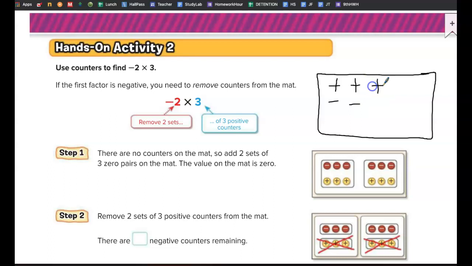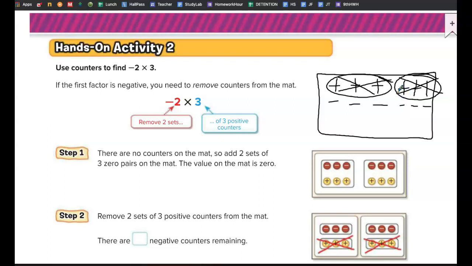Okay, if I add 1 more, can I take away 2 groups of 3? I only have 1 group of 3. Oh, no. So how many more do I need to add? 3 more. So I actually have a total of how many 0 pairs? 6. Okay. Now, do I have 2 groups of 3 to take away? Yes. So if I take away, here's 1 group of 3. Here's 2 groups of 3.